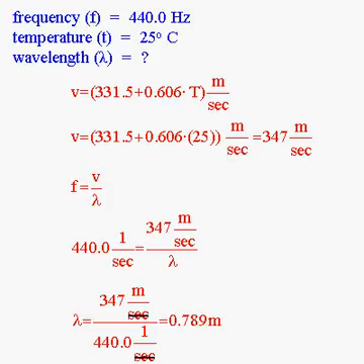Now remember, sound is a longitudinal wave, so this wavelength is the distance between the clumps of air that make up the sound wave. So if we could see these clumps of air, we would see that they are 0.789 meters apart from one another.